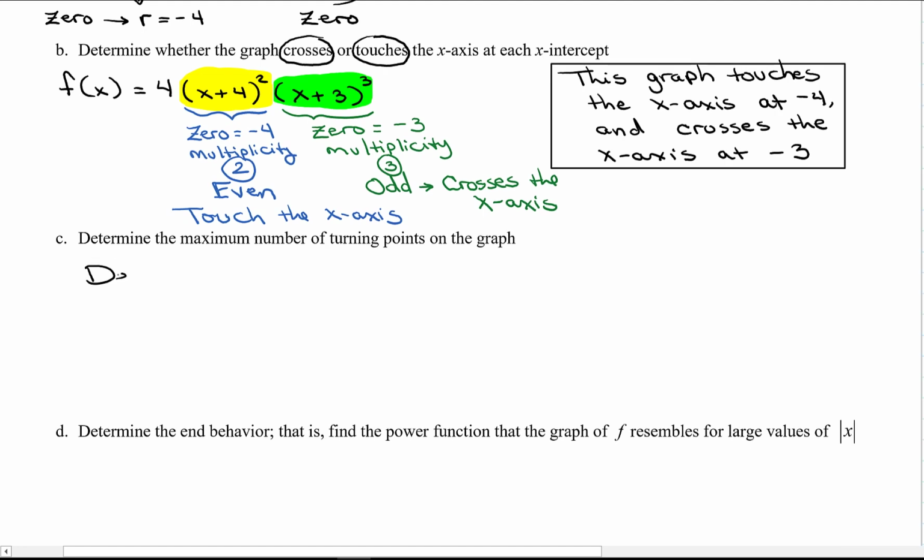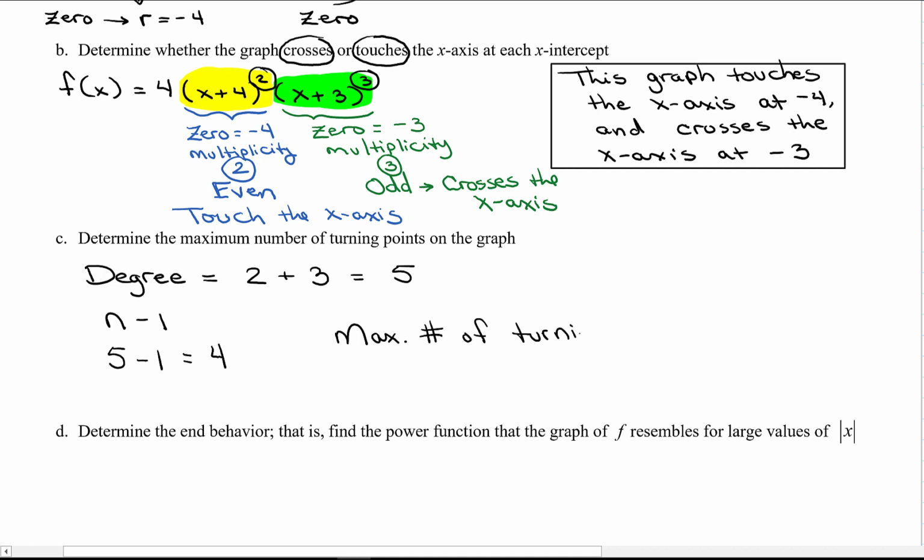Our degree for this one. Well, in order to determine the degree, we're going to have to look at the powers here. We had a 2 and a 3. I'm going to add those together, and that's going to give me degree 5. So if I were to multiply all these x's together, they would ultimately come out to x raised to the 5th power. And if I go 5 minus 1, I get 4. Therefore, I know that this function is going to have at most 4 turning points. So the maximum number of turning points is going to be equal to 4.